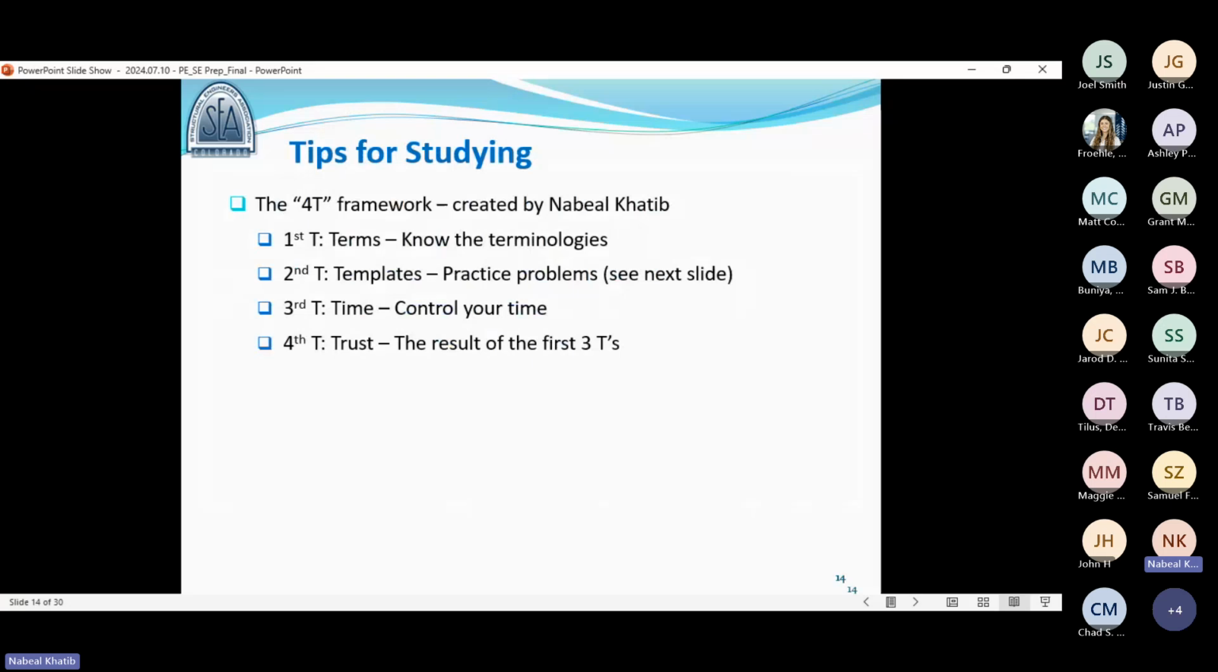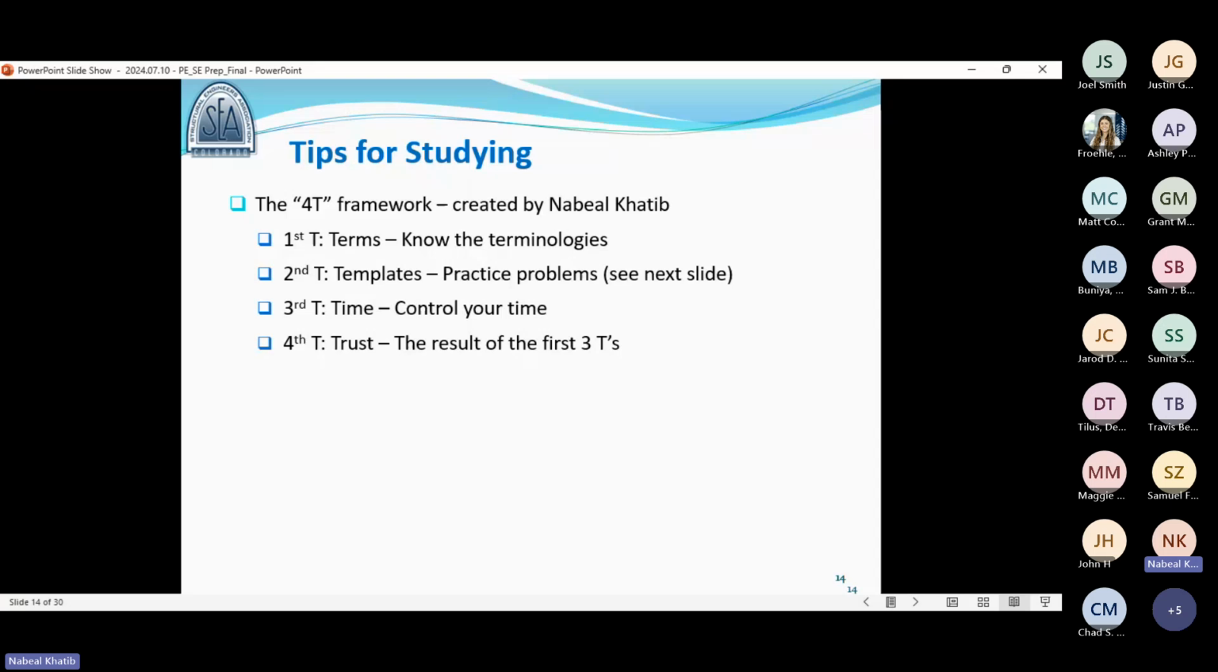The third T, which is always a great thing to have, is time management. Control your time. I bet you, if you control your time, you will pass this exam with no problem. You will do great if you control your time in life. Even just doing some management would help you accomplish a lot of things. So controlling time is definitely the most critical one.